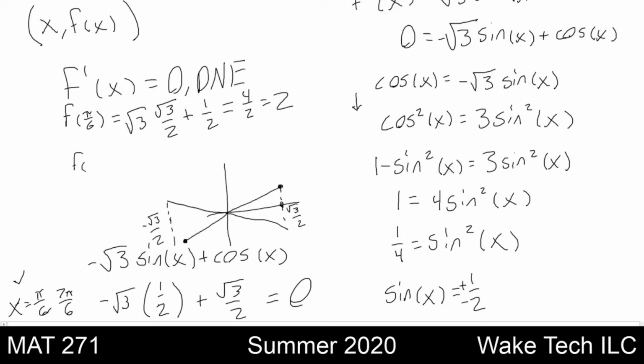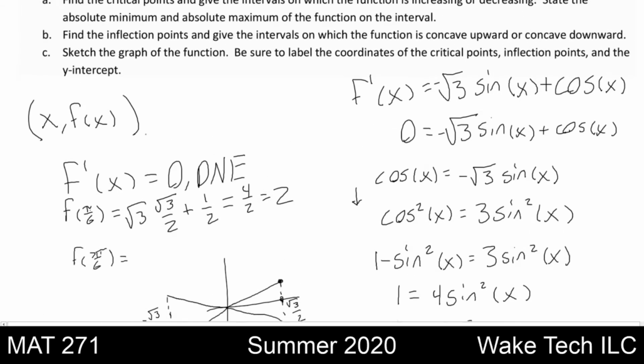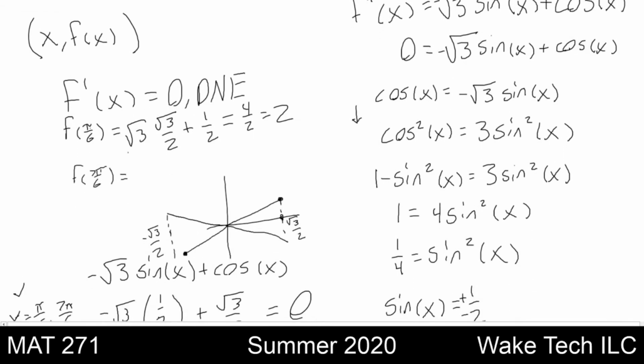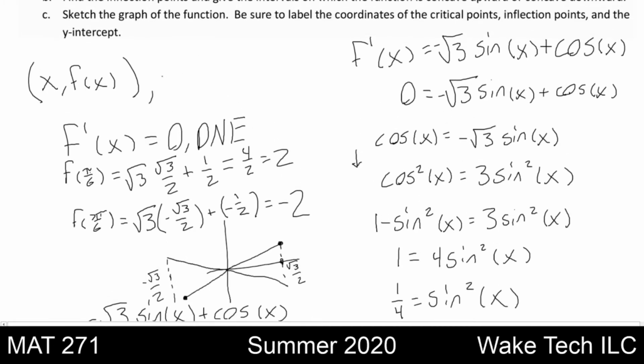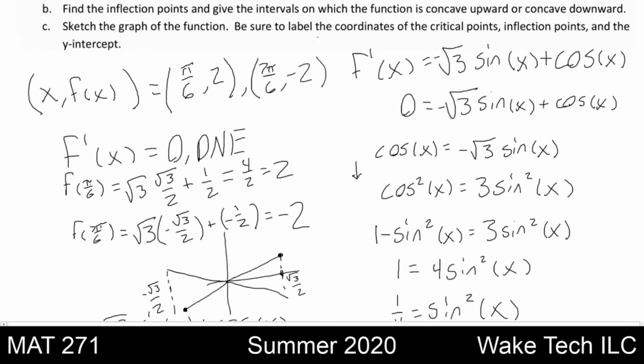Then we're looking at f of 7 pi over 6. And notice that it just changes the sign of both of those. Both values are negative instead. So we have square root of 3 times negative square root of 3 over 2 plus a negative 1/2. So, makes sense then, we would have negative 2. So our 2 critical points are pi over 6 and 2, and 7 pi over 6 and negative 2.